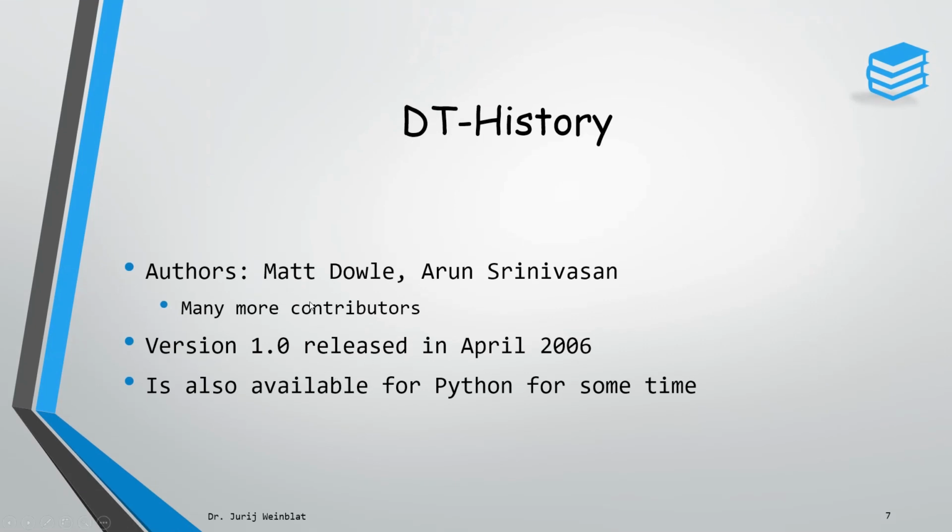Maybe a few words on the history. The main authors are Matt and Arun. They created the data table package and they still guide the development. But by now there are many more contributors who wrote source code for the data table package. The first version was released 15 years ago, if you look from 2021 on, and it was released for R first, but because Python got so popular, it's also available for Python for quite some time. But this tutorial will all be about the R version.